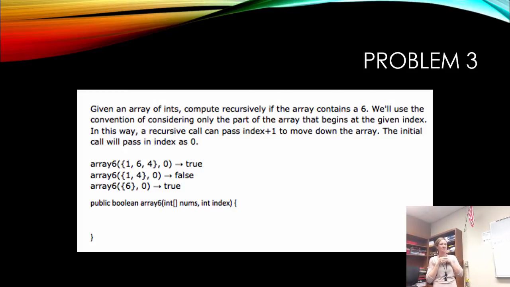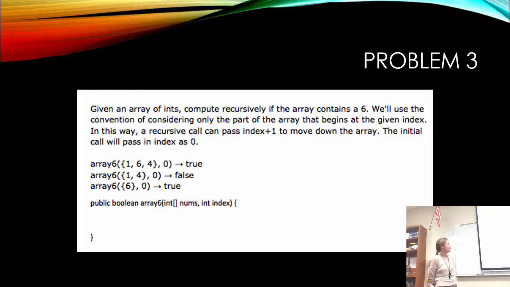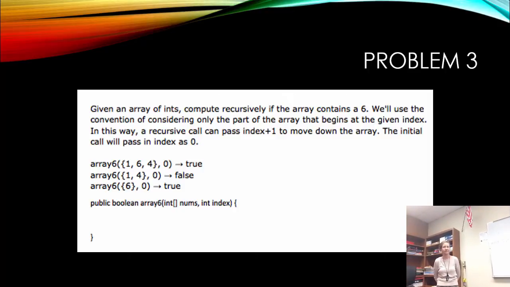This one is a little bit harder. We already started it. We'll use the convention of considering only the part of the sequence that begins at the given index. In this way, a recursive call can pass index plus 1 to move down the sequence. The initial call will pass in index as 0.